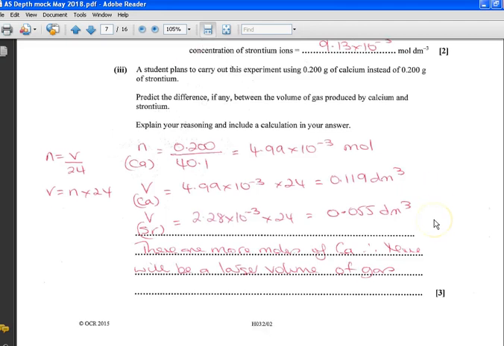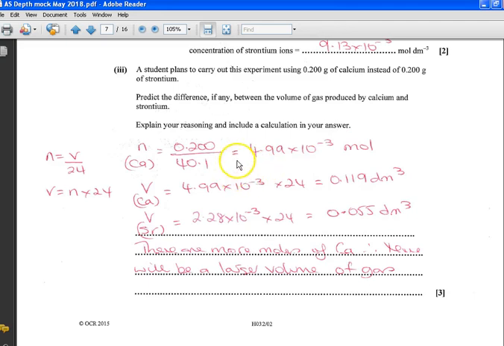Okay, and then you're asked to compare calcium and strontium, both group 2 metals. Predict a difference in the volume of gas produced by calcium and strontium. Explain your reasoning and include a calculation in your answer. You're not really predicting if you're using a calculation, but there we are. That's the way the question's worded.